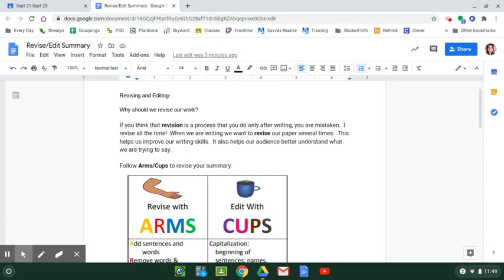And I have a question. Why should we revise our work? If you look right here, what's the point? Why should I go back, look at the text that I wrote, and revise it?